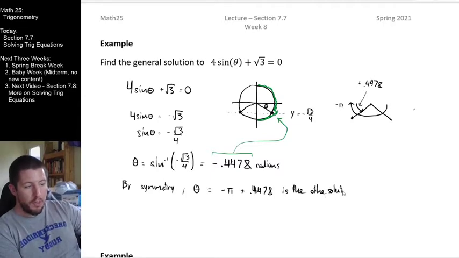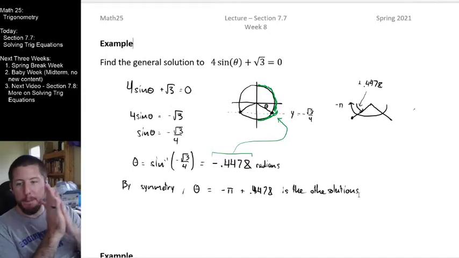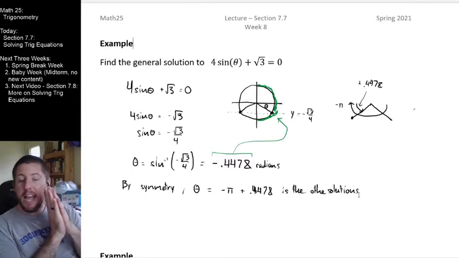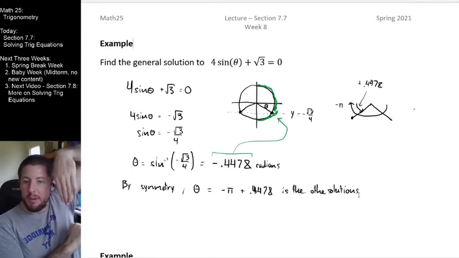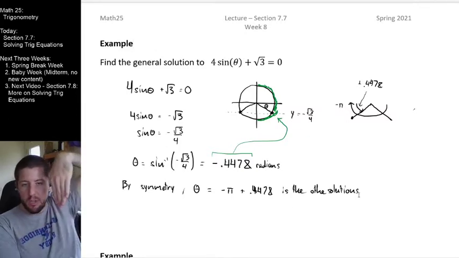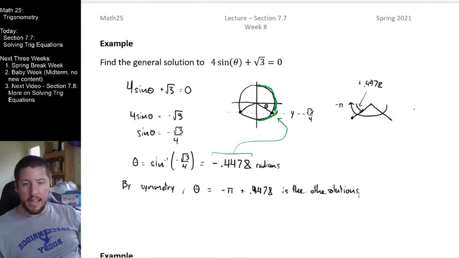And I'm going to talk through this one again because I am positive that most of you didn't follow along with my motions here. When I say a negative amount of radians, that means I'm going in the negative rotation direction. So we went negative 0.4478 to get to that one that I labeled in green right here.